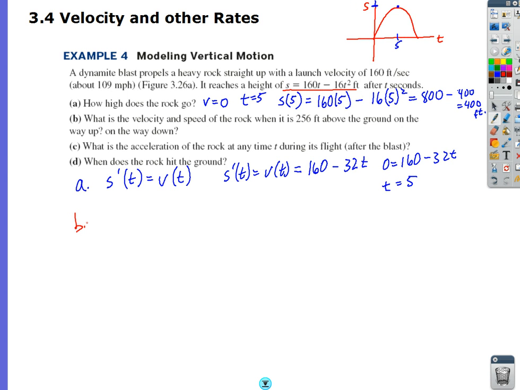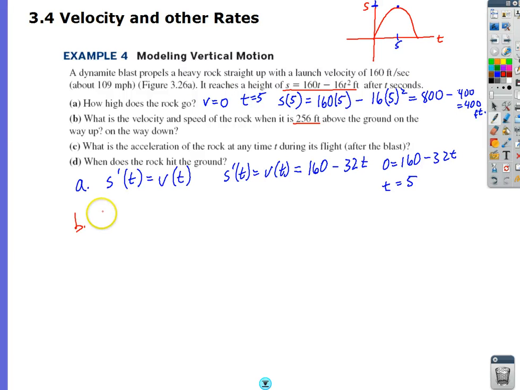All right, so the next one says: what is the velocity and speed of the rock when it is 256 feet above the ground? Well, I can find out velocity. I have a function right here. Then I can find speed. I have to remember speed is just the absolute value of velocity. I can do that too. But now it's asking me when it's 256 feet above the ground. So which one am I going to use? Which one tells me where I am above the ground? That would be the position function.